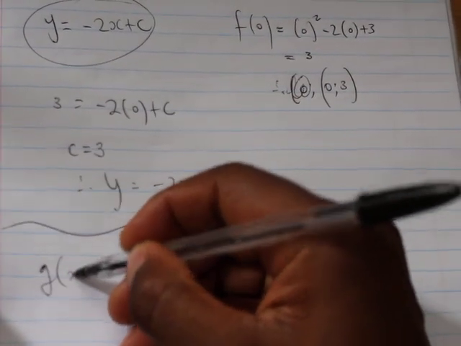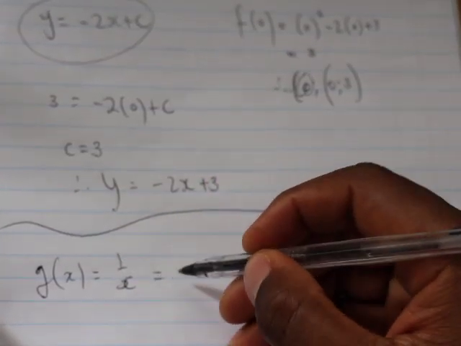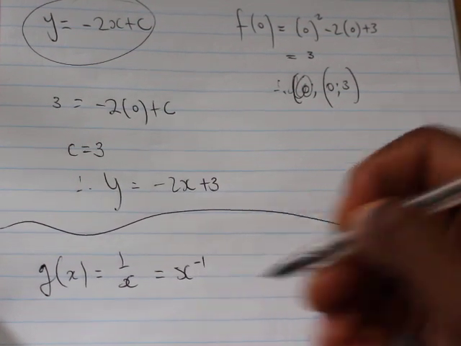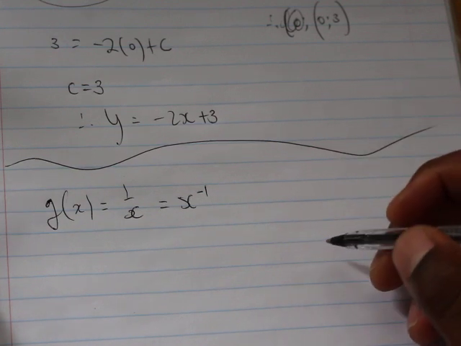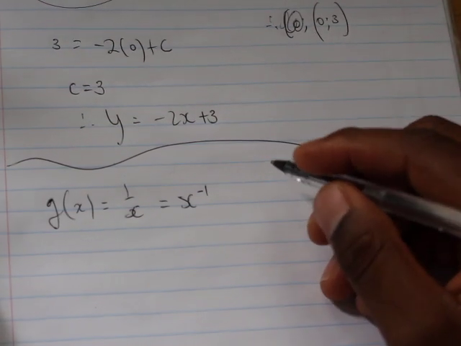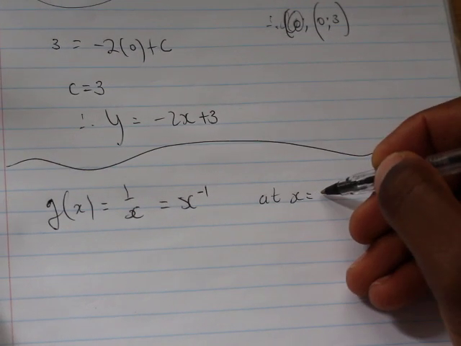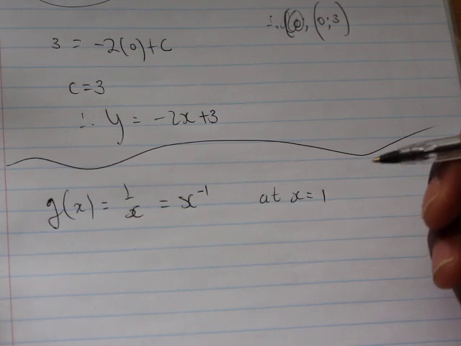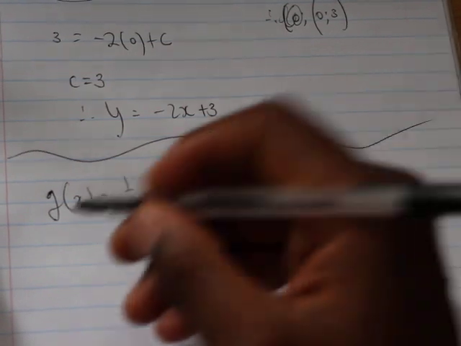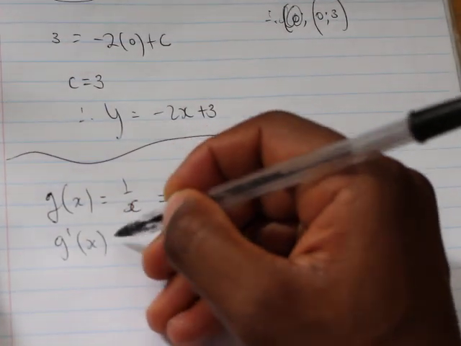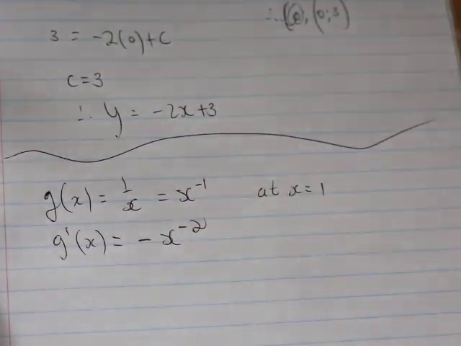let's just call it g of x is equal to 1 over x, and I'm sure you guys know that g of x is the same as x to the exponent -1. We must find the gradient at x equals 1, and obviously that means we are going to find g prime of x, which is minus x to the exponent -2, right?